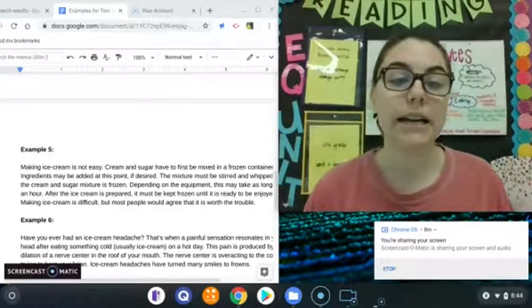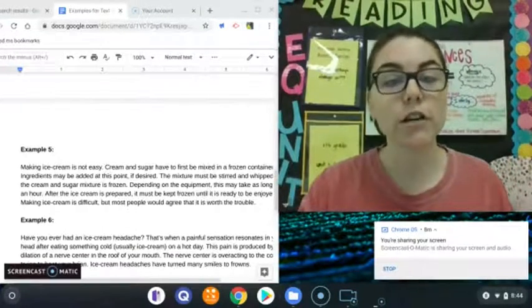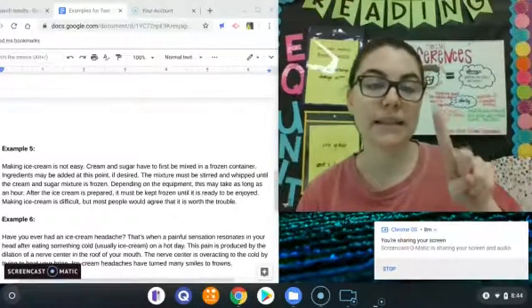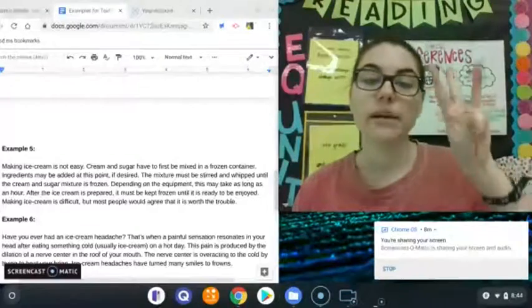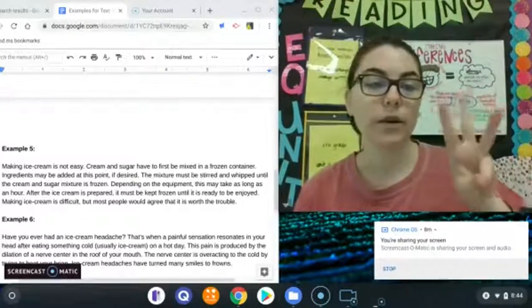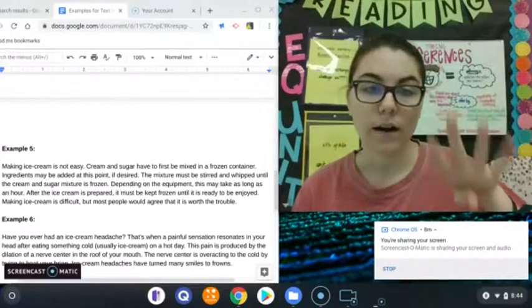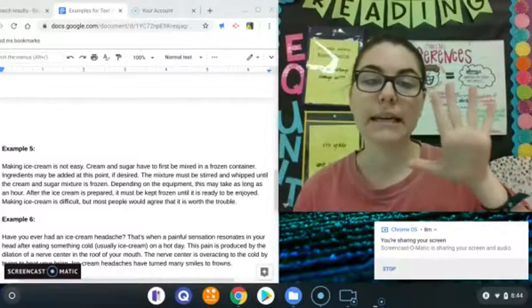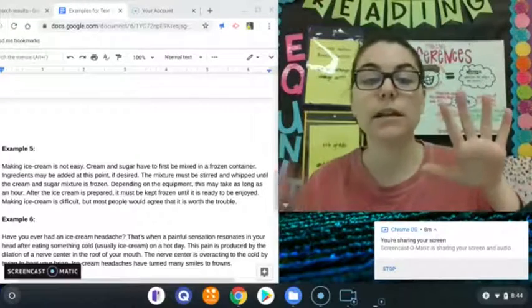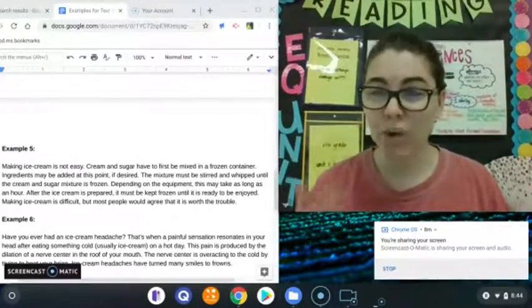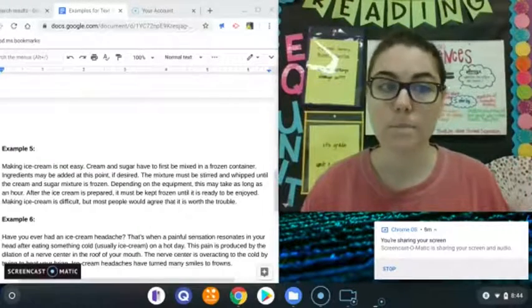Making ice cream is not easy. Cream and sugar have to first be mixed in a frozen container. Ingredients need to be added at this point if desired. The mixture must be stirred and whipped until the cream and sugar is frozen. It could take up to an hour, and after it's prepared, it needs to be kept frozen until ready to be enjoyed. And it lets us know that it's difficult, but it's not worth the trouble.